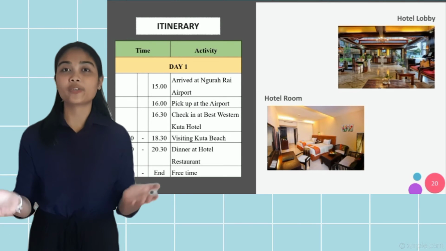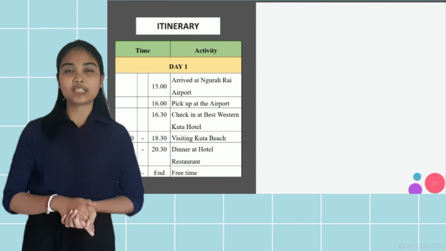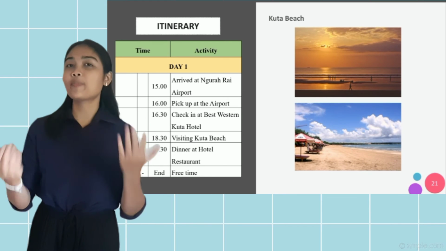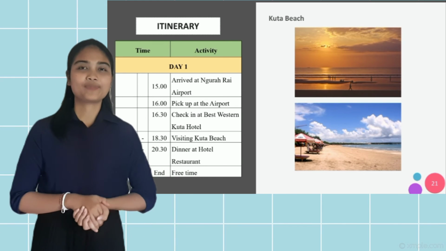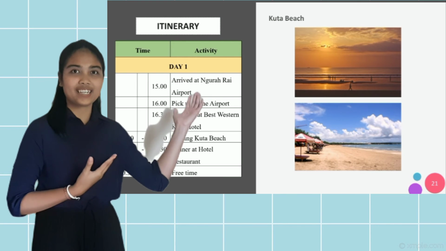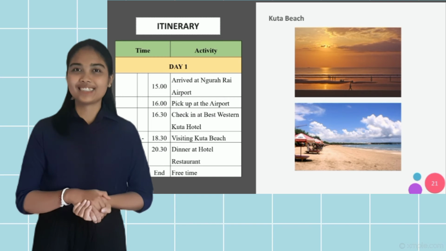After taking a rest for a while, at 5:30 p.m. we will go sightseeing in the Kuta Beach area and then prepare for having dinner at the hotel. As you can see in the PowerPoint slide, this is the picture of Kuta Beach in the evening. It looks so pretty, right?